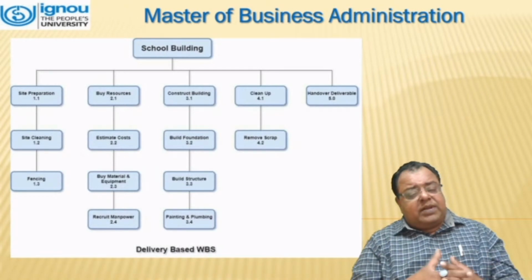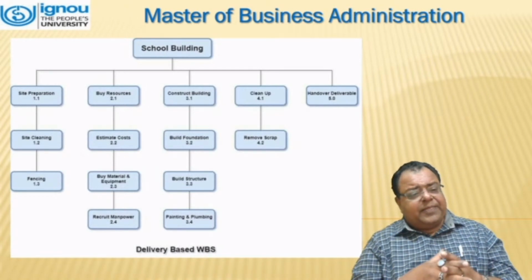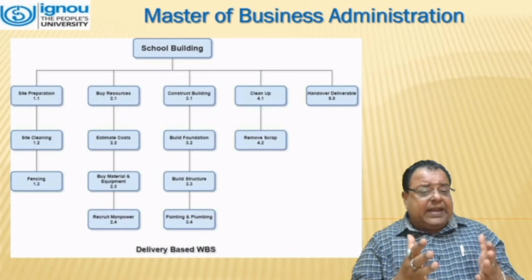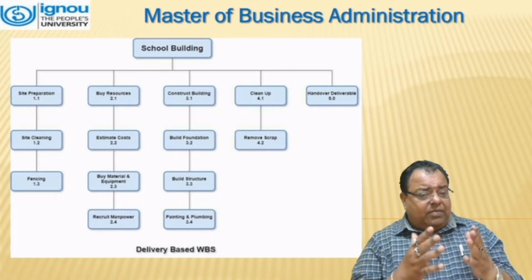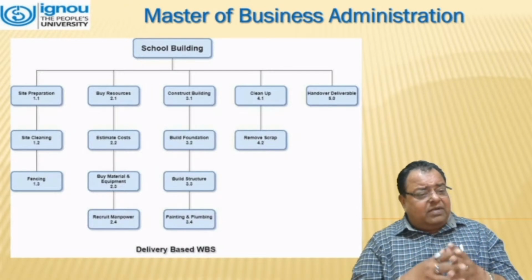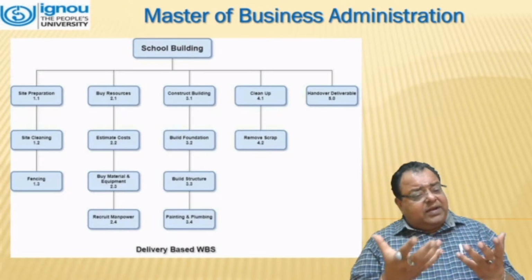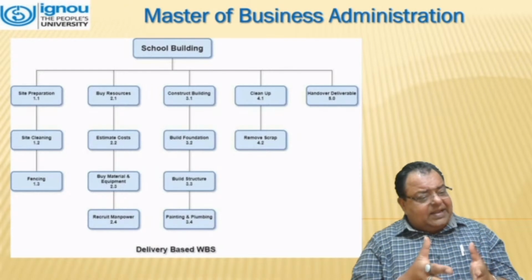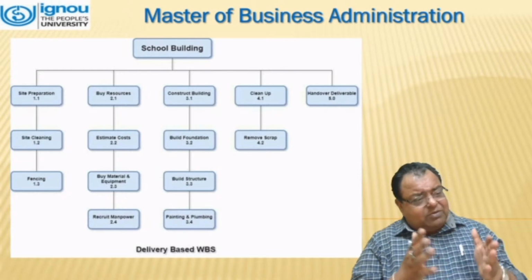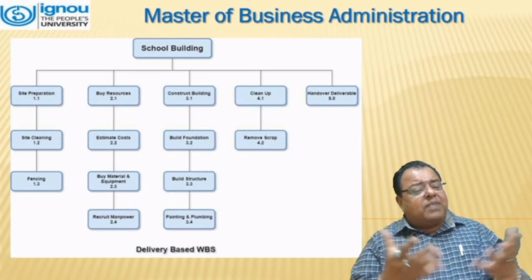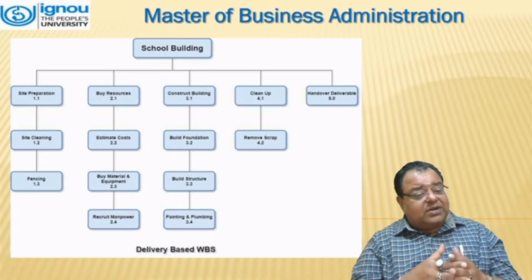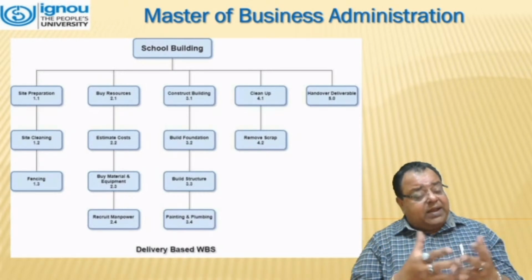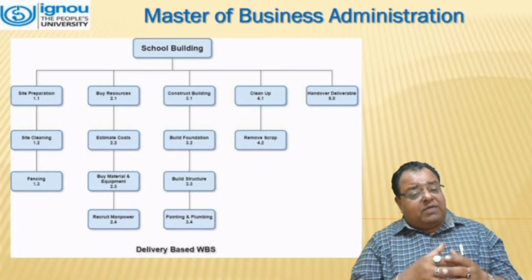We take up an example of the school building. Initially, there are different stages of creating a school building. First of all, it starts from site preparation, which includes site cleaning and fencing, that means you are acquiring that land. Then come your buy resources and estimate cost, now to buy material and equipment and recruit manpower.